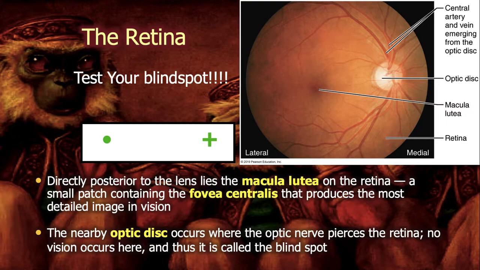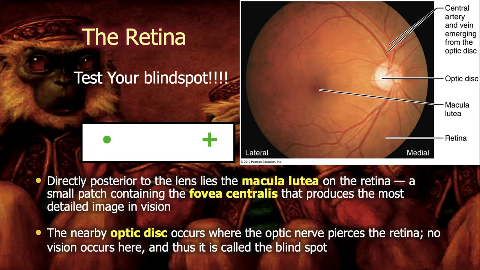So it's right here, your optic disc, where that optic nerve leaves. Directly posterior to the lens is the macula lutea on the retina, a small patch that contains the fovea centralis, which produces the most detailed image. Goodness gracious, I can't read anymore. So there's your macula lutea, the most acute visual area. This is where you want to focus things. Right over here, though, is your optic disc, where you have no rods and cones.